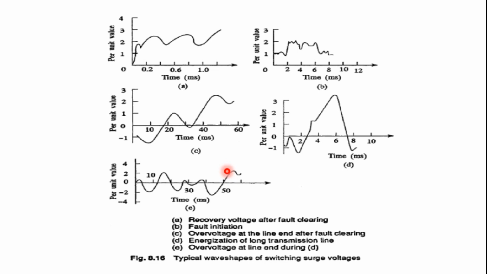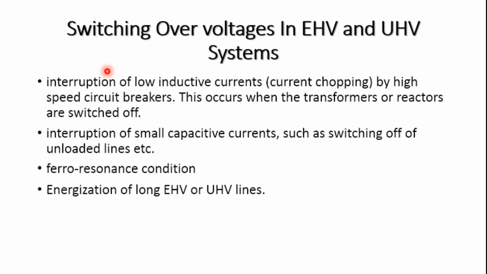So studying this behavior is very important when subjected to over voltages, especially in the case of extra high voltage and ultra high voltage system transmission voltages. Now we are going to discuss the switching over voltages in the case of EHV and UHV systems, extra high voltage and ultra high voltage systems. We know that the insulation has the lowest breakdown strength for the switching surges if there are larger air gaps. That we understood, that is a well-known concept.